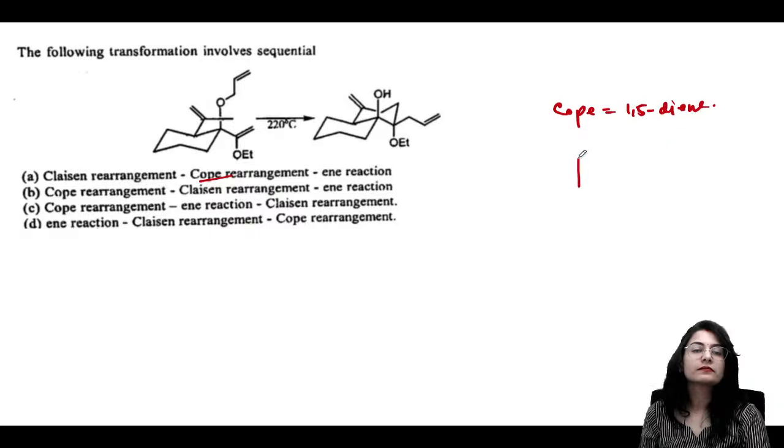हाँ, 3,3 sigmatropic तो है anyway, but which 3,3? Like this. We need 1,5-diene. चलो देखते हैं मिल जाएगा क्या. ये देखो, 1, 2, 3, 4 and 5. You have a 1,5-diene. तो पहले cope rearrangement करेंगे.